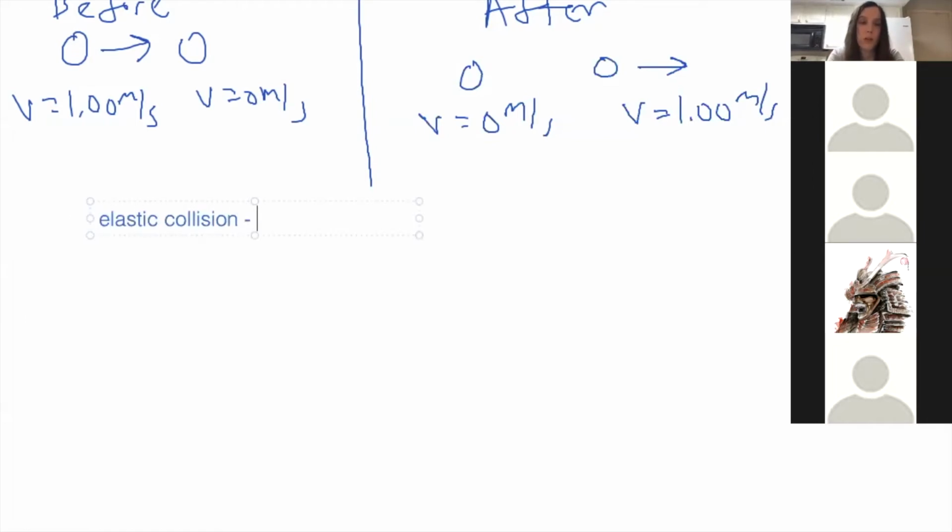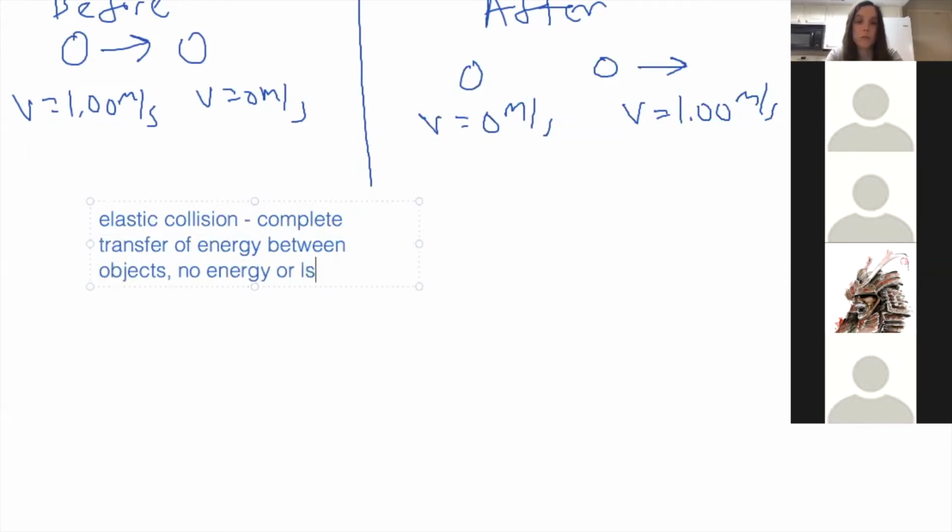So an elastic collision is a complete transfer of energy between objects. No energy is lost or gained. This happens most often in things that are hard, like steel balls or billiard balls, things that don't have any kind of give to them, things that aren't squishy, things that are solid, and when you hit them, they bounce right back.